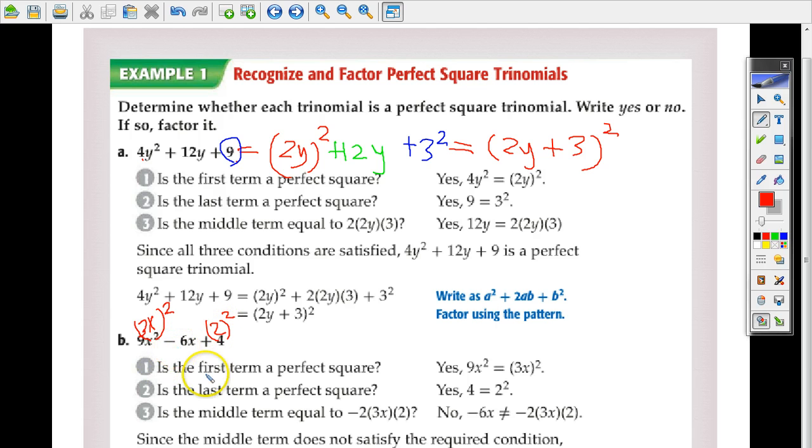So is the middle term equal to 2 times 3x times 2? So 2 times 3x is 6x times 2 is 12x. And that's not a 12x. So no, it is not. So it is not a perfect square trinomial. So just write no and move on.